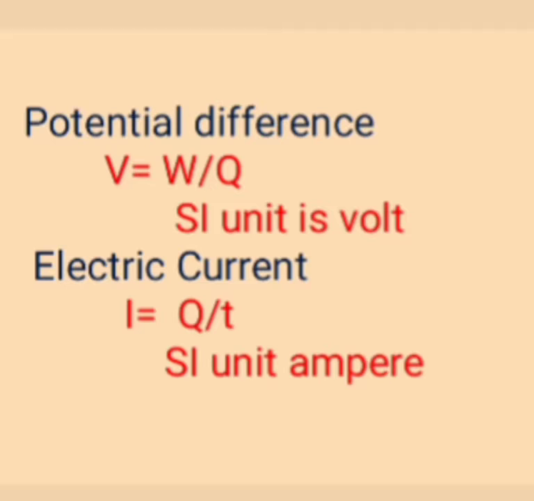We know that potential difference is the work done to move a unit positive charge from one point to the other. V is equal to W divided by Q. The SI unit of potential difference is volt. Electric current is the rate of flow of electric charges. I is equal to Q divided by T. The SI unit of electric current is ampere.